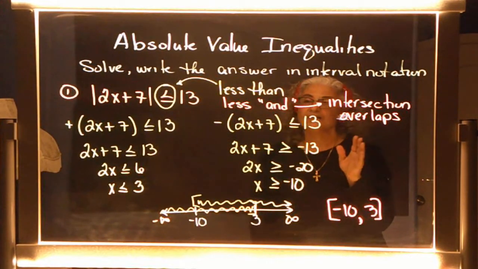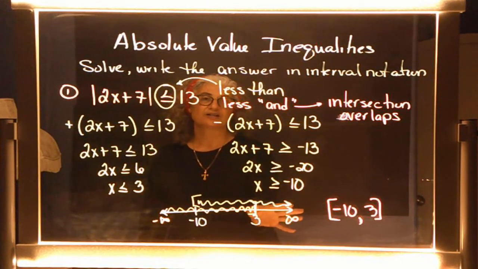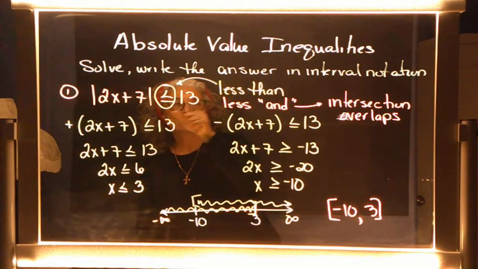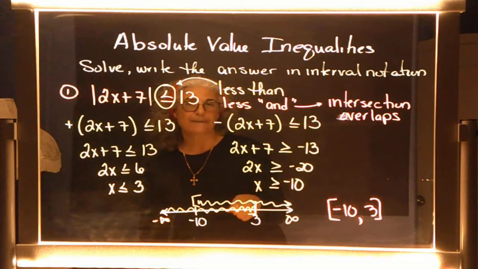Okay. You know how to do all this. You know how to solve the inequalities. You know how to graph the inequalities. The real key here is understanding that this symbol reads less than. If you change it and read it as less and, you know that you're looking for where these overlap.